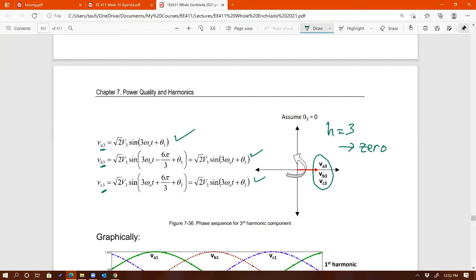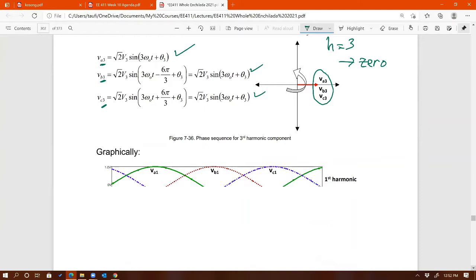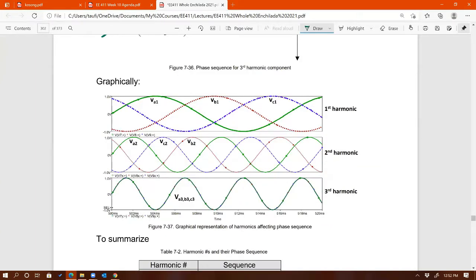Now, graphically, you can simulate this, which I did with OrCAD. You can see that when H is equal to 1, look at the peaks: A first, B next, and C last for the first harmonic. For the second harmonic, A first, C next, and then B last. And for the third harmonic, all three line up at the same time, same angle.